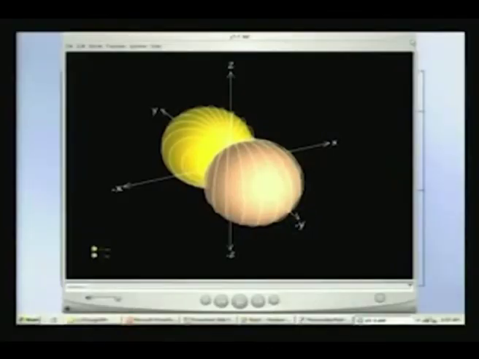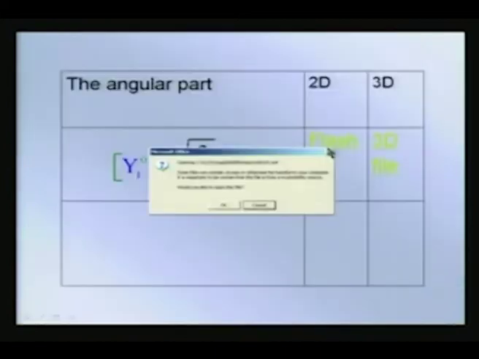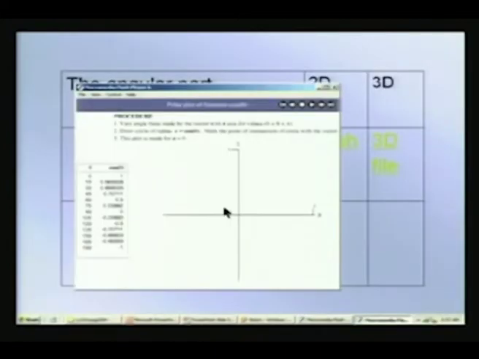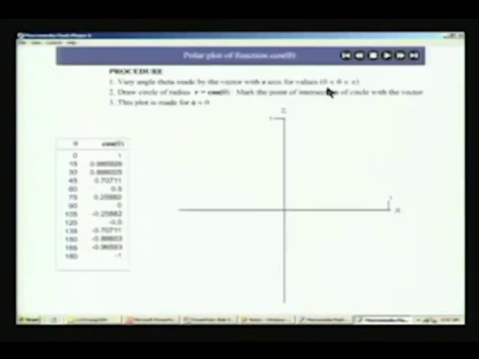What about the z? That is interesting. It is cos theta, it is not sin theta. Let us look at cos theta. With that we will come to the end of today's lecture. Let us plot cos theta in the polar coordinate system.